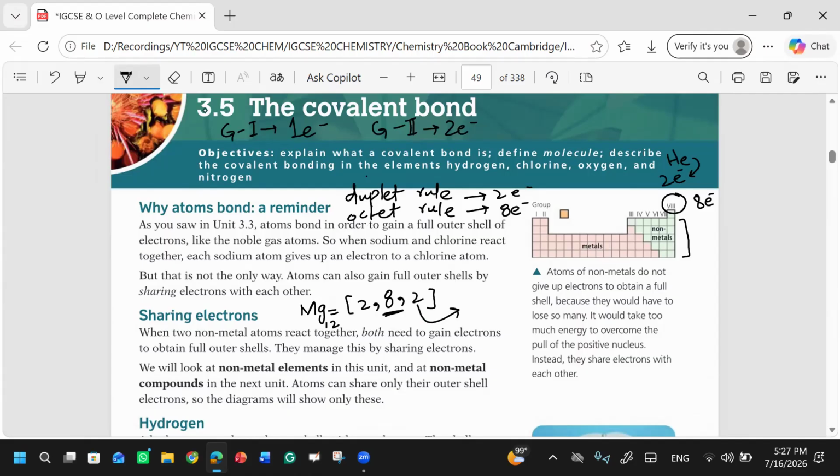So this is all we have discussed in the ionic compounds. How are ionic compounds formed? One species loses electrons and the other species gains them. Now we are going to discuss another type of bonding. This is based on sharing.